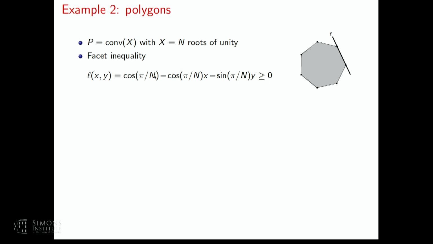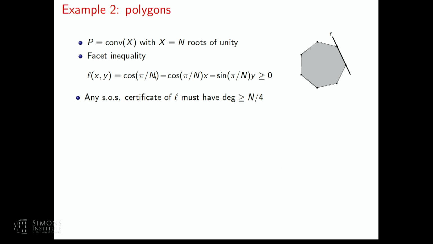Okay, so if you write the equations of this facet, this is what you get. This is cosine pi over n, etc. It's not very difficult to show that if you want to certify that this thing is non-negative for any x, y root of unity, then you need to use polynomials of degree at least n over 4. You need to go to quite high degree to be able to write a sum of squares certificate of this.